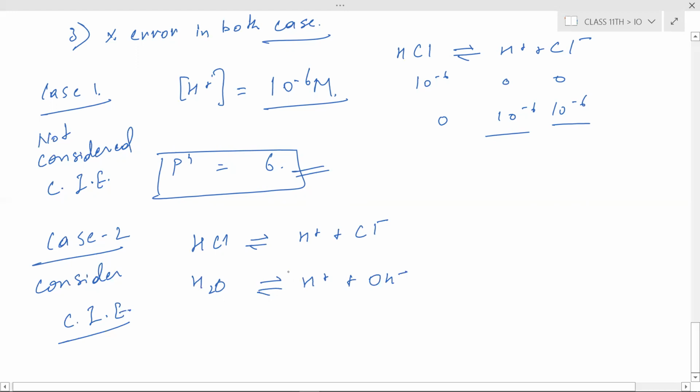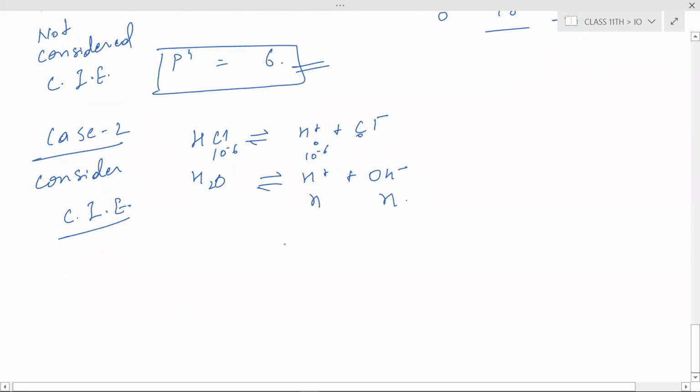So let us say that HCl will produce 10 raised to minus 6 molar H positive ions. Okay. And H2O definitely at room temperature will produce 10 raised to minus 7 molar H plus ions. Because this is a weak electrolyte, it will get shifted in the backward direction. So let us say X amount of H plus ion is produced.